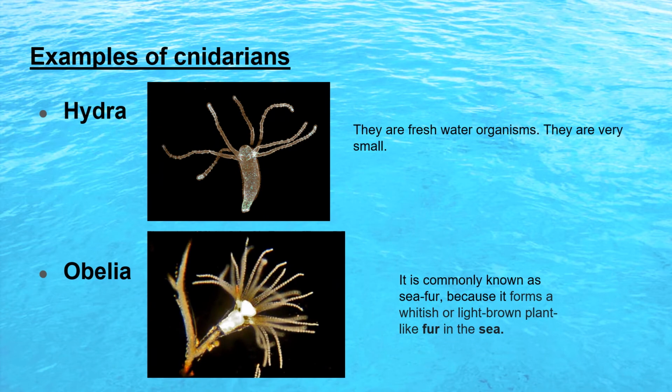Now, let's look at some examples of cnidarians. First, let's look at Hydra. These are freshwater organisms and they are very small, only a few millimeters in length.